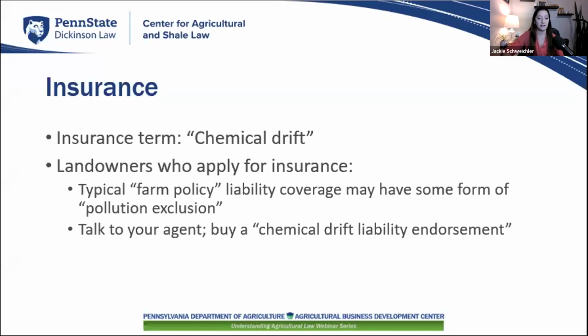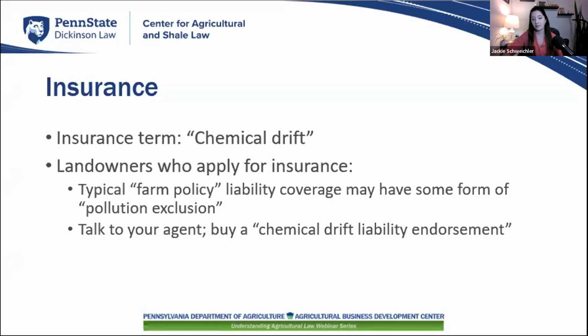First, check your current insurance. See what it would cost to add coverage for drift. If you don't know off the top of your head, there's a good chance that your farm policy excludes pesticide drift from the policy under pollution exclusion, or it'll be phrased something like that.